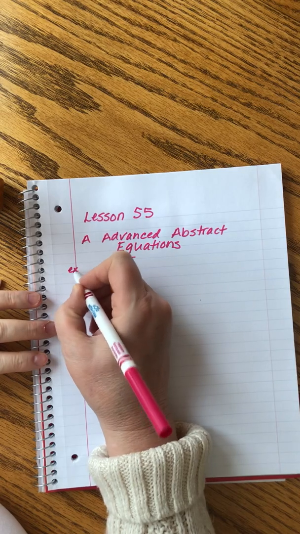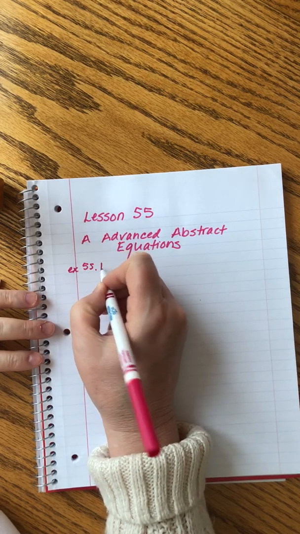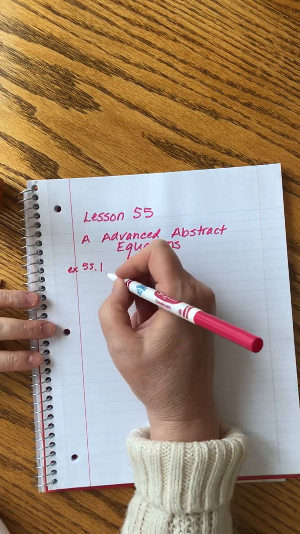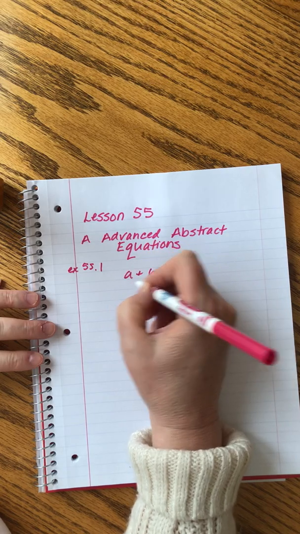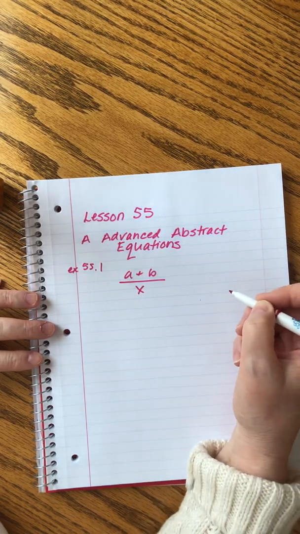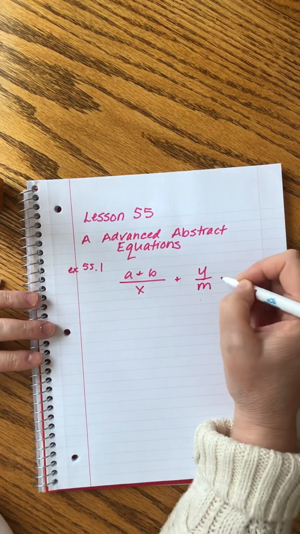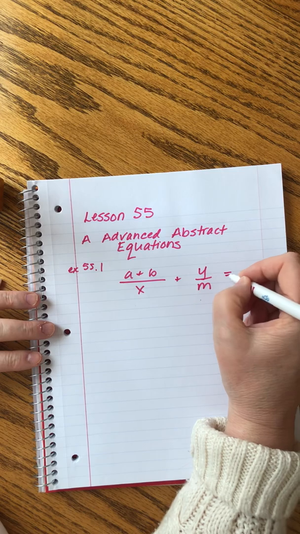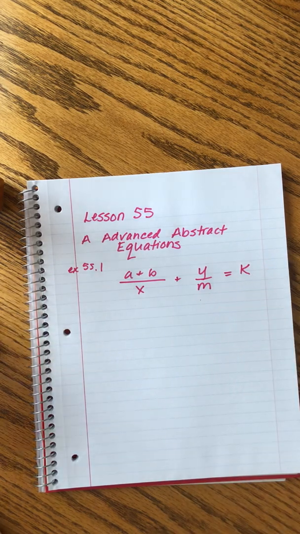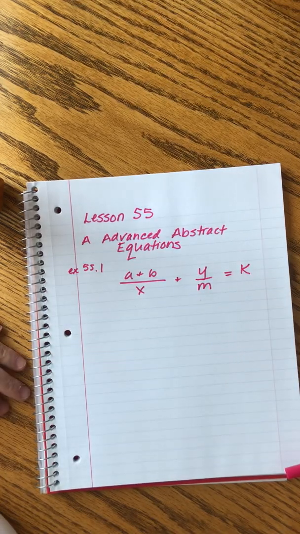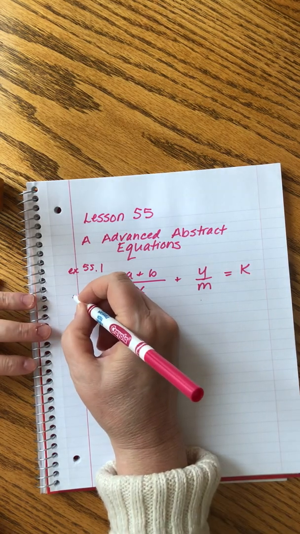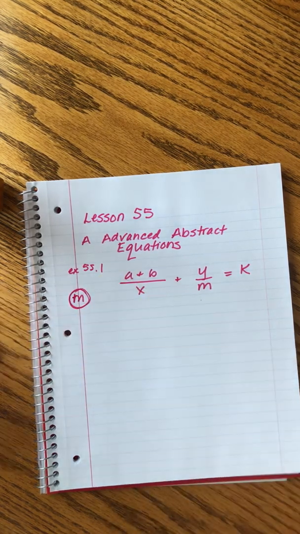So here's an example, 55.1. It looks like this: a plus b over x plus y over m equals k. This alone, we have no idea what to do. That's just a big mess. We don't know what we would be solving for. There's nothing inherent in that tells us what to do. So we need John to tell us what to do, and he tells us to solve for m.